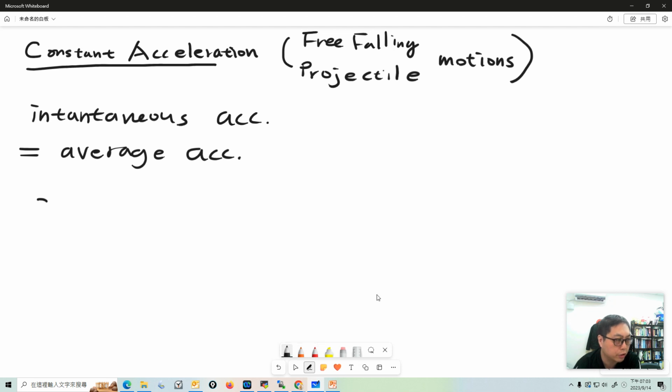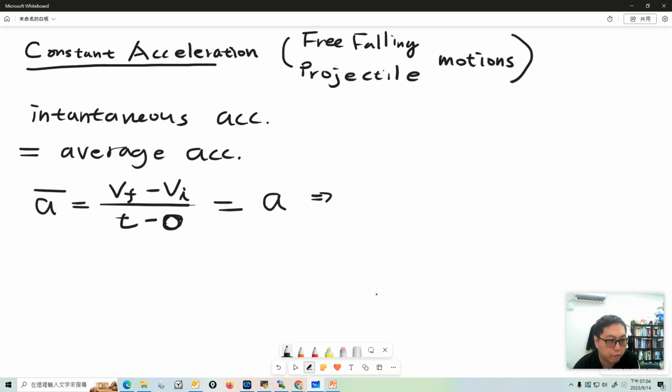Let's write down the definition of average acceleration. It's final velocity minus initial velocity divided by the time interval. And for the time interval, we can always choose the time origin, so we say the initial time is 0. And it's equal to the instantaneous acceleration. Then we arrange this equation, and we finally get the final velocity is equal to initial velocity plus acceleration times time duration. This is the first equation we will have.